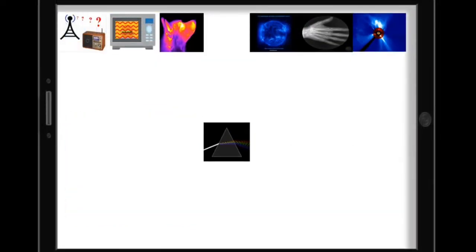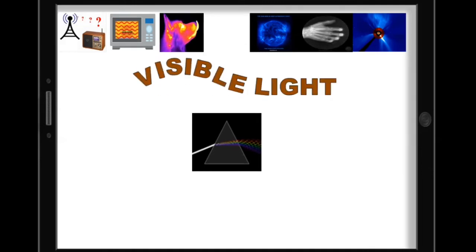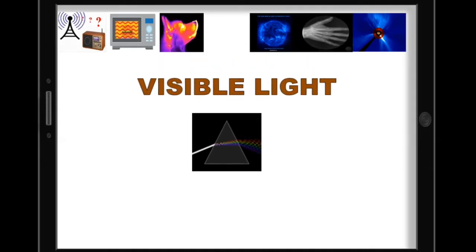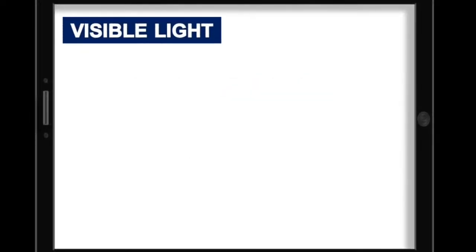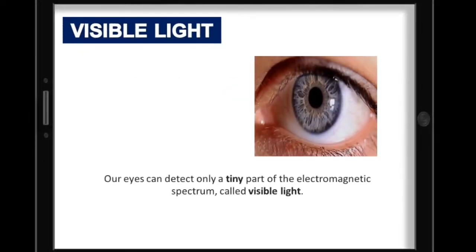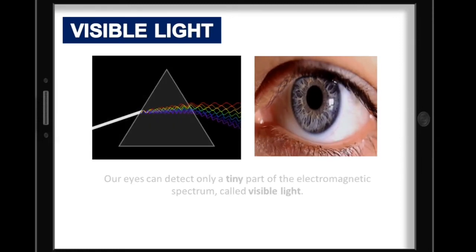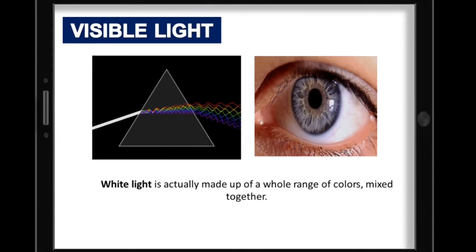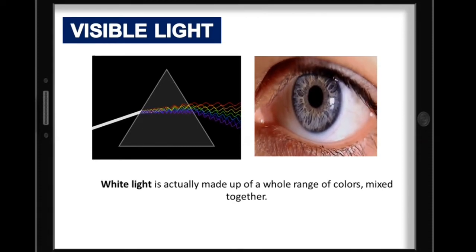Next is the only type of EM wave that can be seen by human eyes: visible light or white light. Our eyes can detect only a tiny part of the electromagnetic spectrum called visible light. White light is actually made up of a whole range of colors mixed together. Light waves can also be made using a laser.